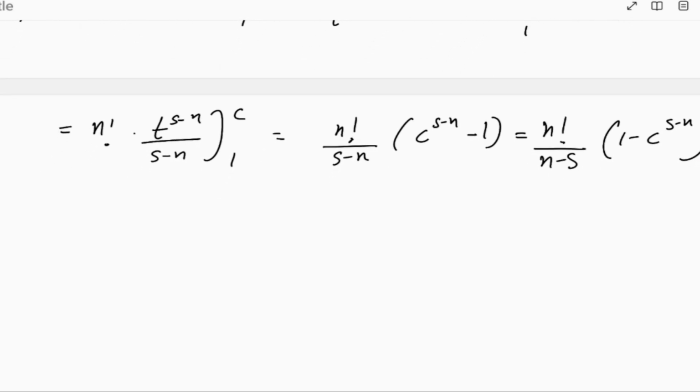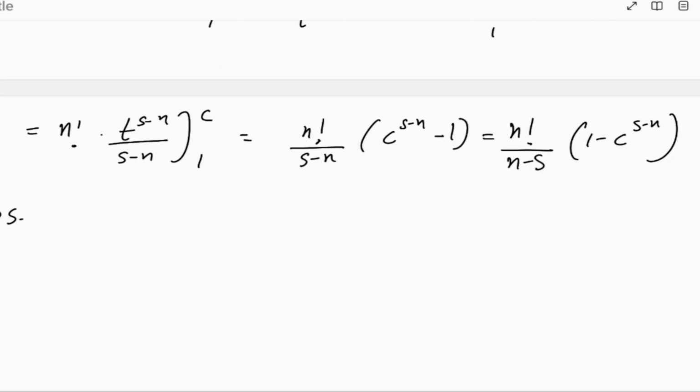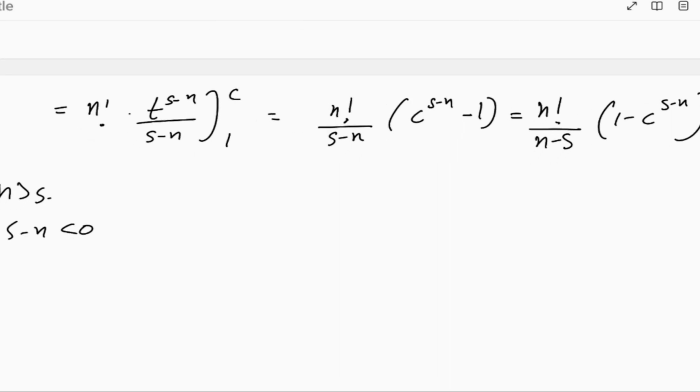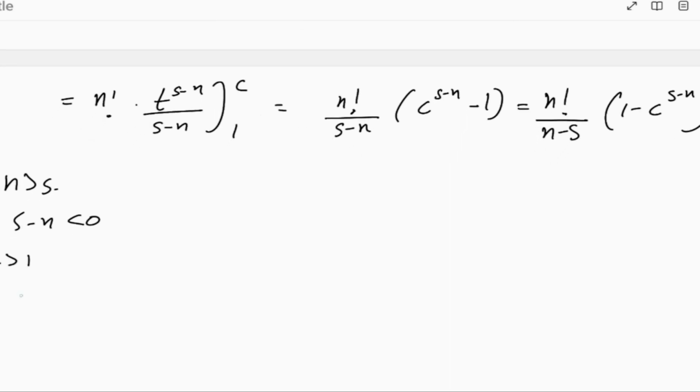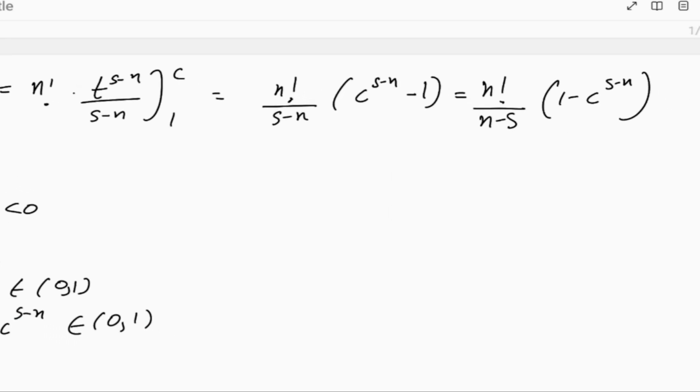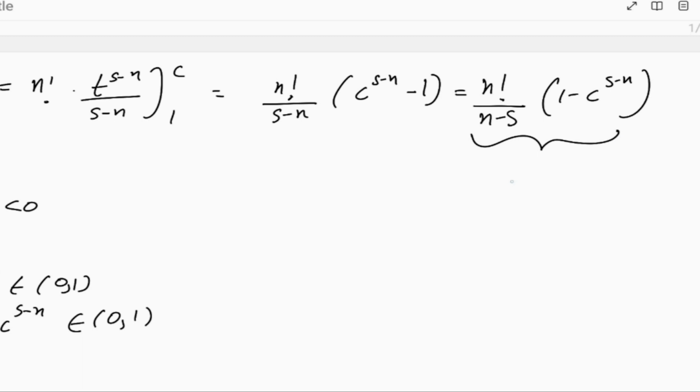Alright, and they have said that n is greater than s, so s minus n is negative, and they've also said c is greater than 1, so c to the power s minus n lies from 0 to 1. So 1 minus c raised to the power s minus n also lies from 0 to 1. So this whole term is lesser than n factorial over n minus s. Basically what I'm saying is that this term is always lesser than 1, so this term is bigger than this term overall.